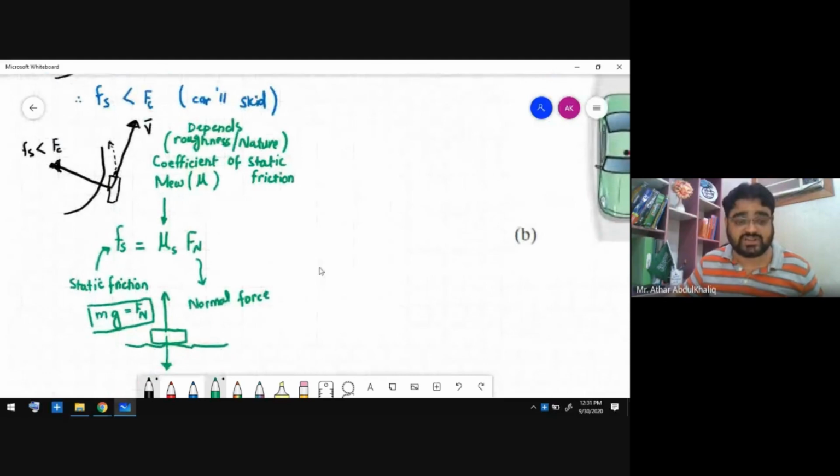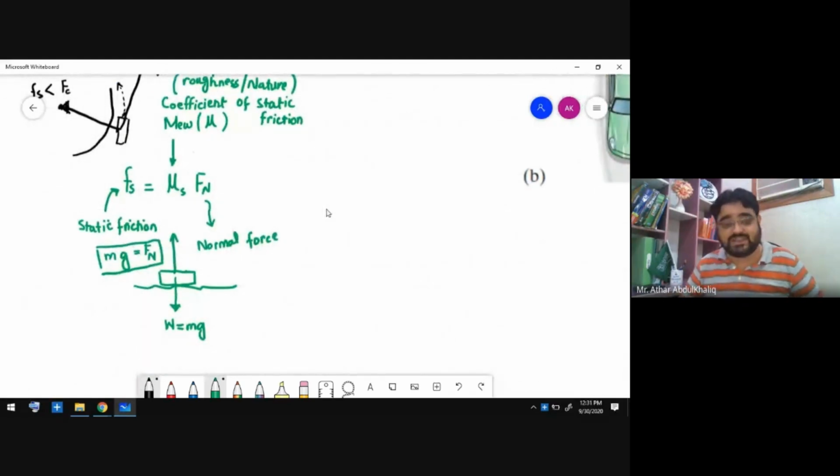So this relation of static friction now changes into: static friction is equal to mu s, the static coefficient, times mg, the weight of the car. We will use this relation to find the static friction.